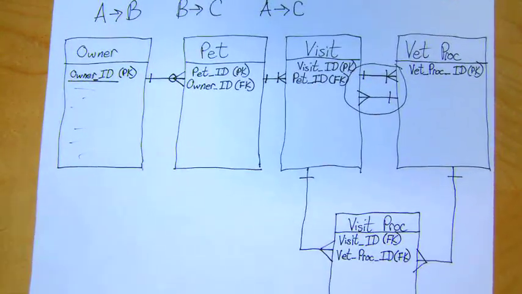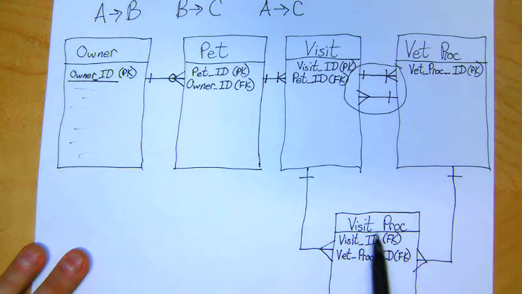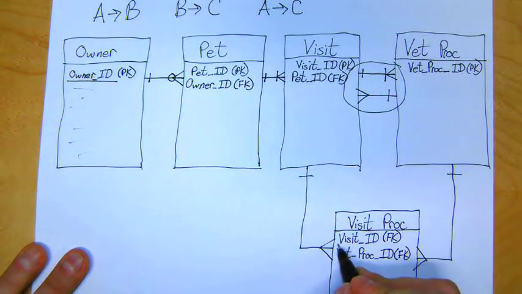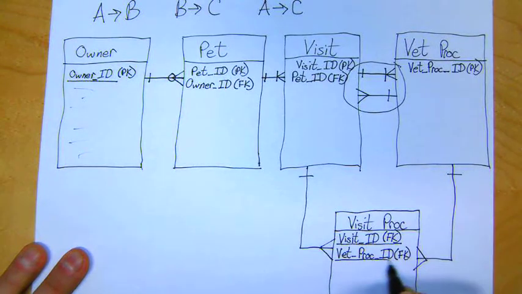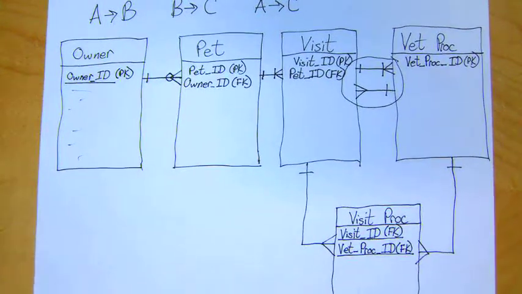Now, the kind of sneaky thing that often happens in the child or in the associative entity is rather than having visit procedure ID as the primary key, you make these together the primary key. And so them together is called a composite key, and that is often what takes place with that. That is something that is specific to an associative entity and how that tends to work out.